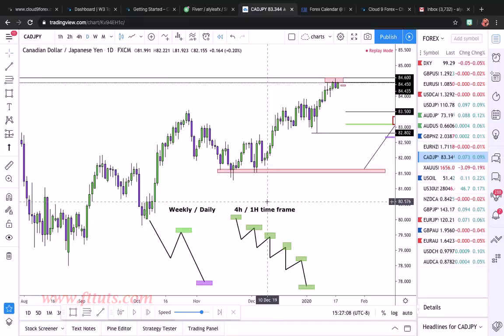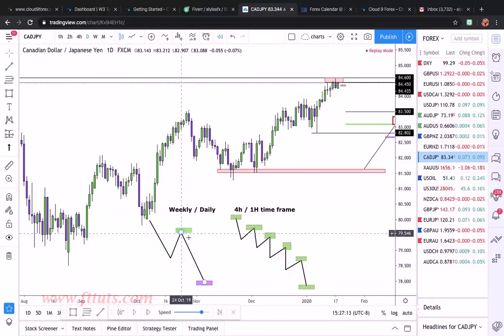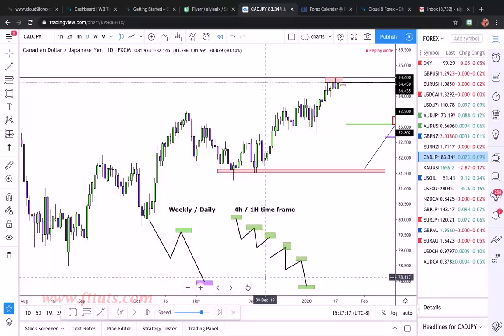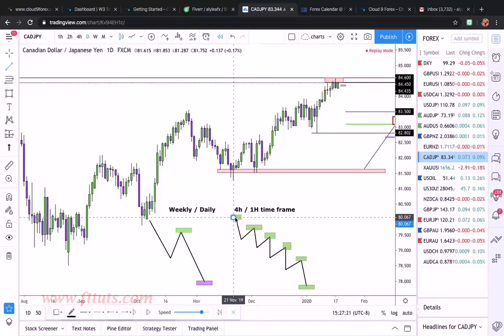So make sure you never trade against the trend. Always look for the trend and use the daily and weekly as your roadmap, and then break it down on the 4 and 1 hour. That's all you're doing. And then obviously we're adding our trend line for confirmation.